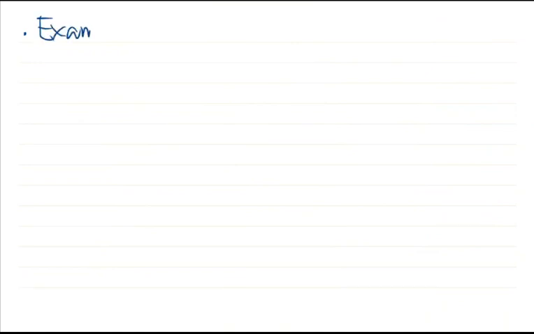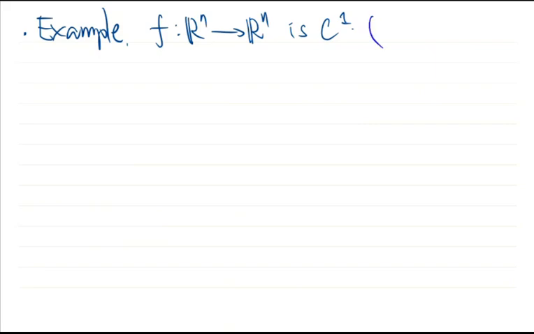Example. Suppose F is a map from Rn to Rn. This map, we said, is C1. What does C1 mean? C1 means that F is determined by its components.